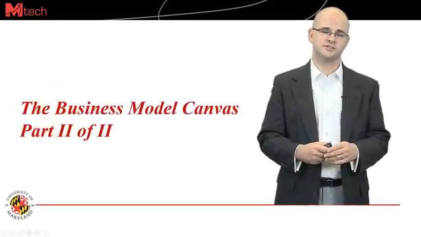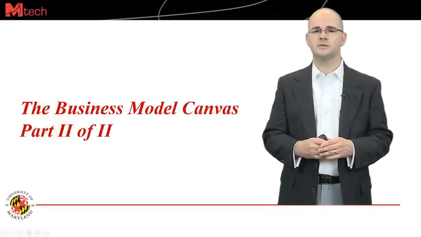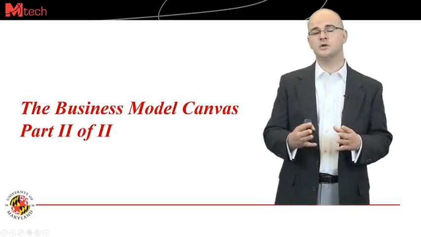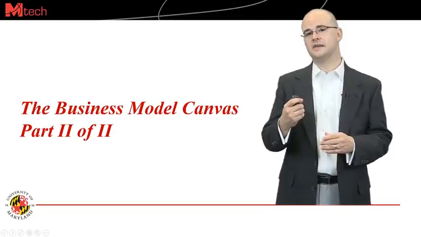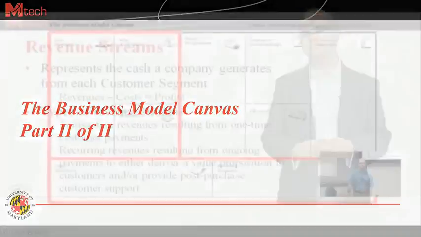Today we'll continue our discussion of the business model canvas and we'll focus on the remaining elements. We'll talk a bit about partners, we'll talk a bit about resources and activities, and we'll also spend some time talking about the revenues and the expenses side of the business model.